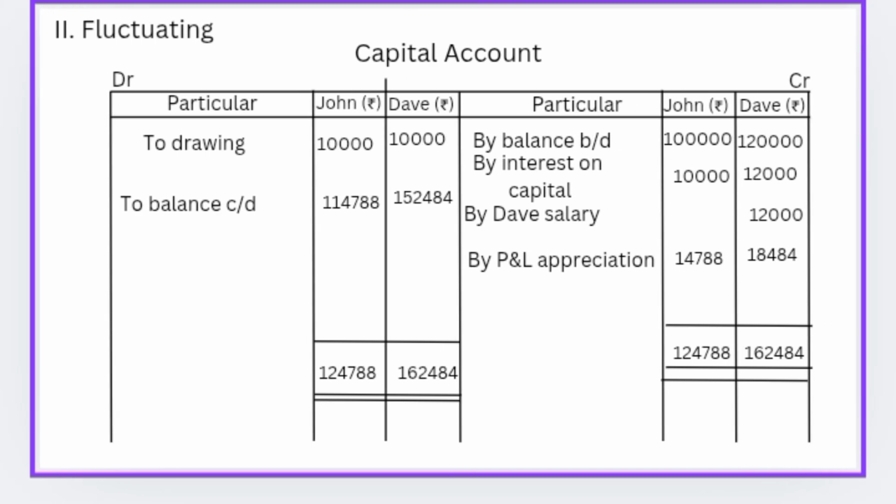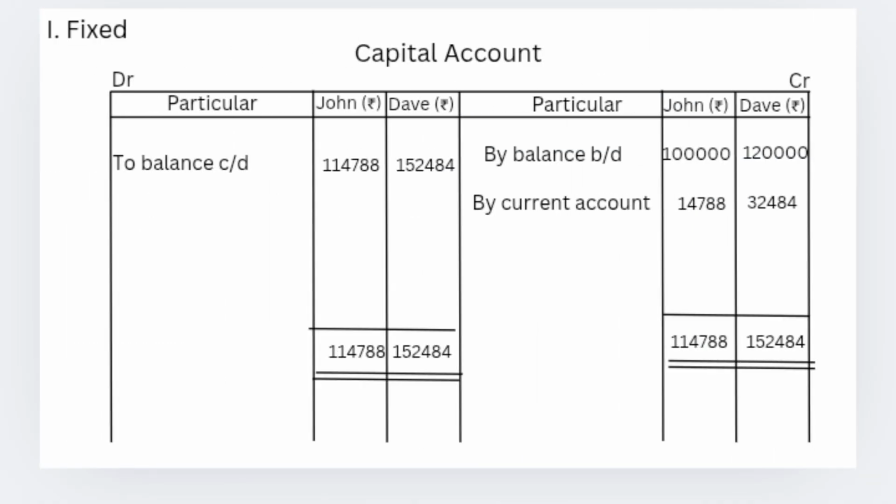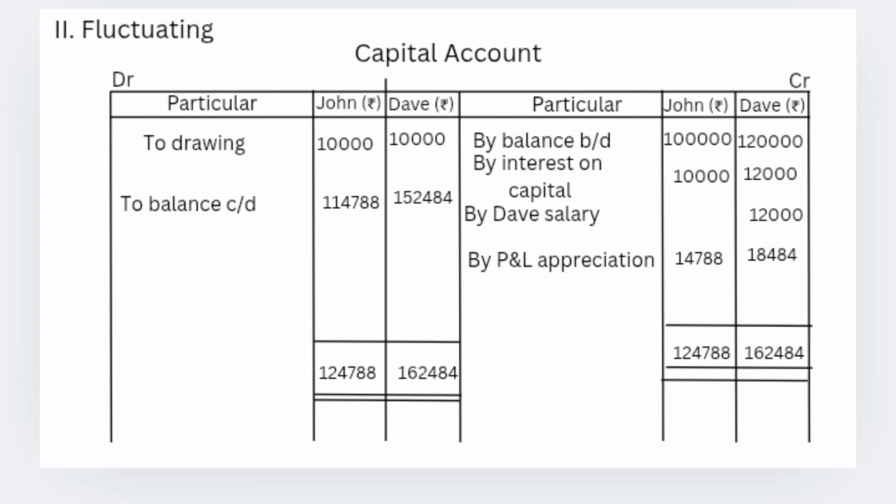So if we compare the capital account of fluctuating and fixed, it is correct. So this one is good. So we have finished with this question.